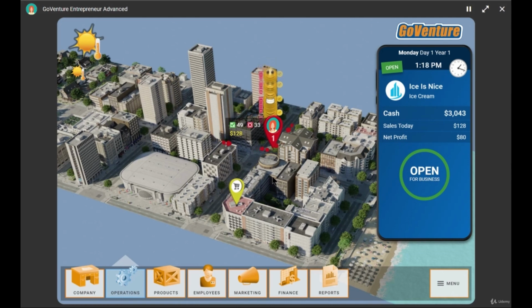Now remember, customers are giving us money in exchange for our product, which in our case is ice cream. So that money that the customers are giving us is called sales, or sales revenue from an accounting perspective. And we'll see how all of that fits into our accounting model in a moment.